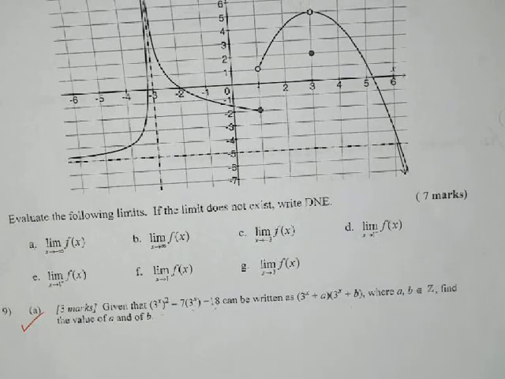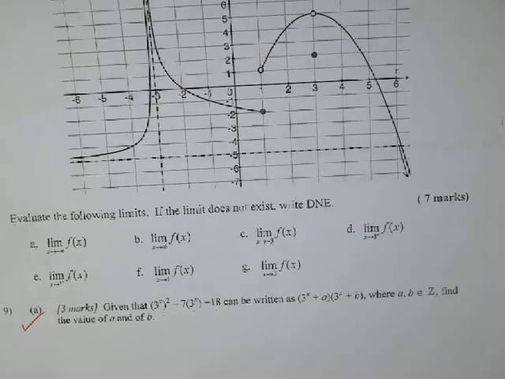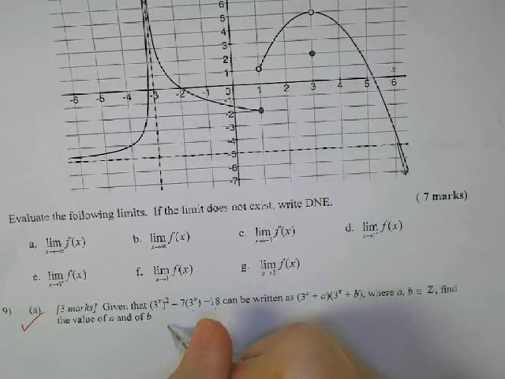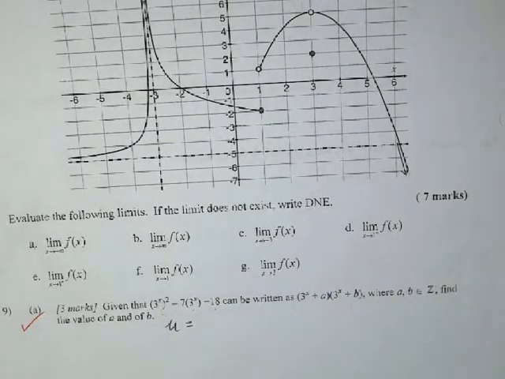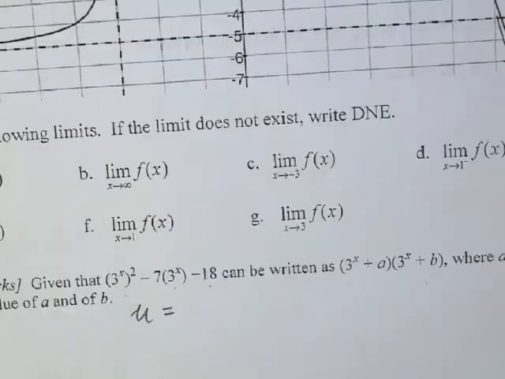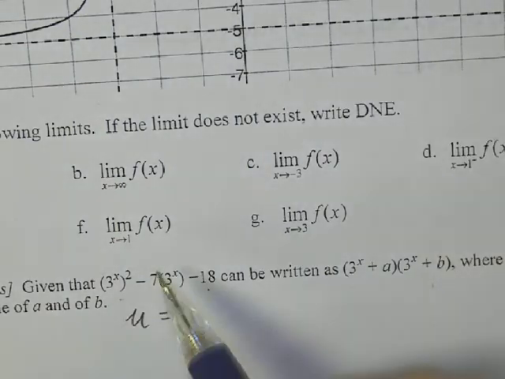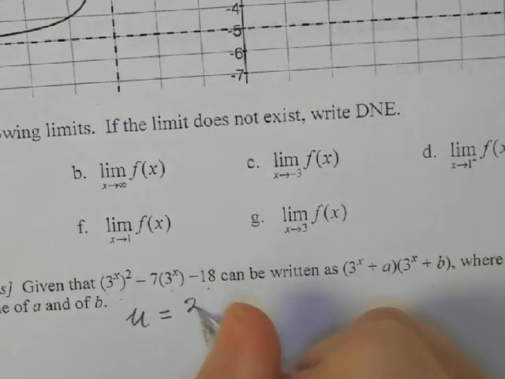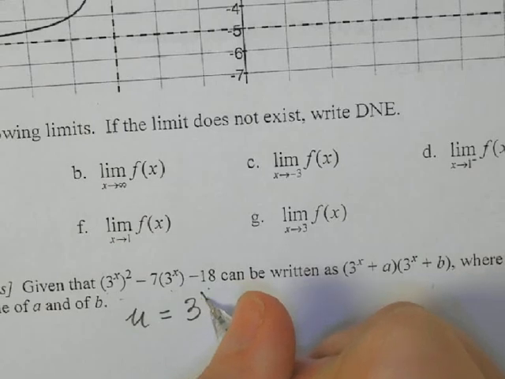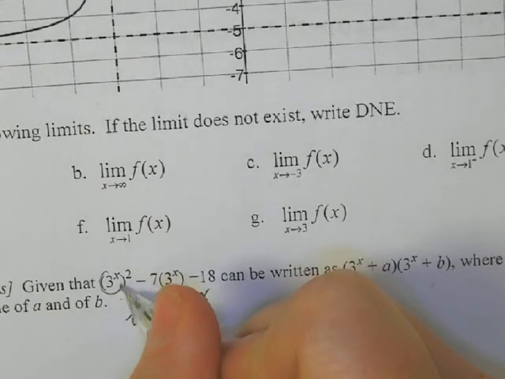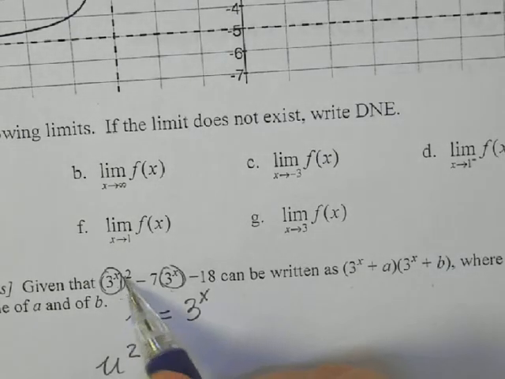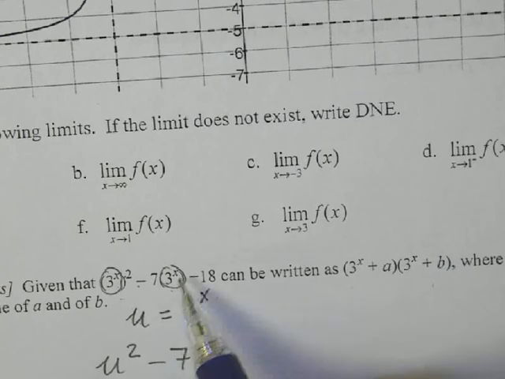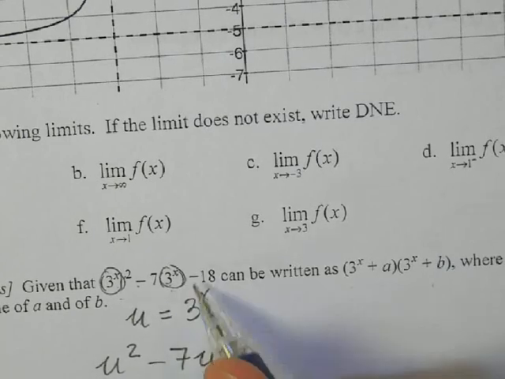So that's what we're going to do. We're going to do something called U substitution. We're going to use the letter U to represent the thing that's kind of bugging us. I got to zoom in. I can't see it all. It's 3 to the x. This 3 to the x is kind of bugging me, so I'm going to call U 3 to the x. Now, everywhere I have a 3 to the x, I'm going to change it to the letter U. So I'm going to have U squared minus 7, there's a 3 to the x, so I change it to U, minus 18.